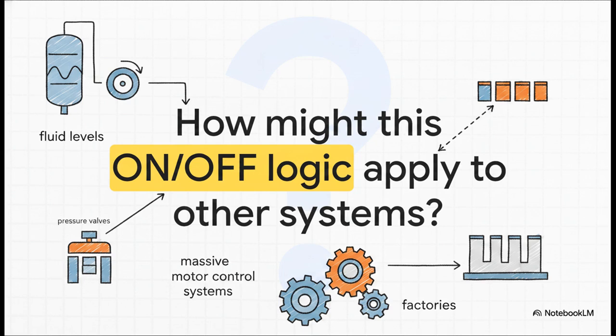As we wrap up this explainer, I want to leave you with something to think about. We've just analyzed the really robust architecture behind PLC temperature regulation. But just look around you. How might this exact same binary on-off logic, these same load-not instructions, and the sheer engineering necessity of hysteresis deadbands be applied to other systems beyond just temperature? Think about industrial fluid levels, or massive pressure valves, or even motor control systems in huge factories.